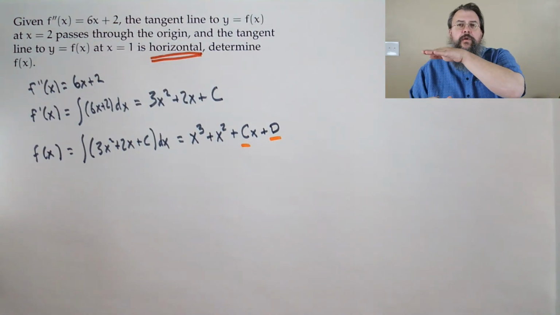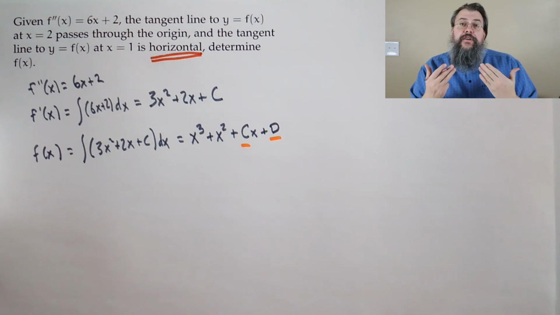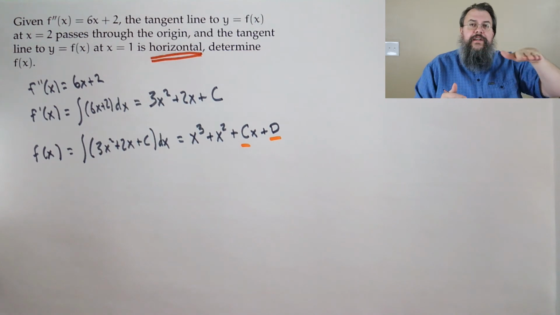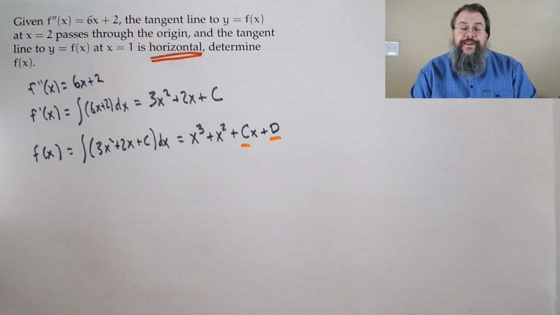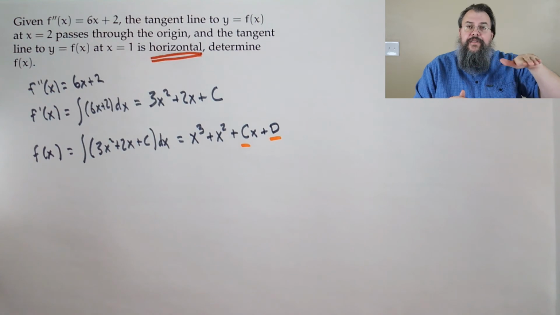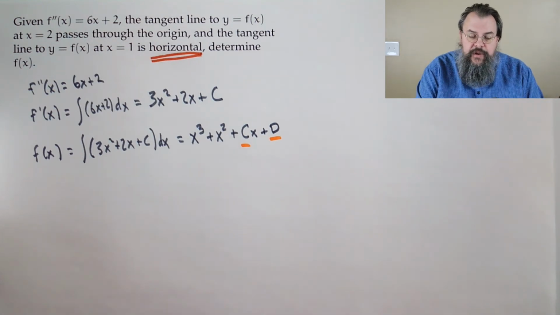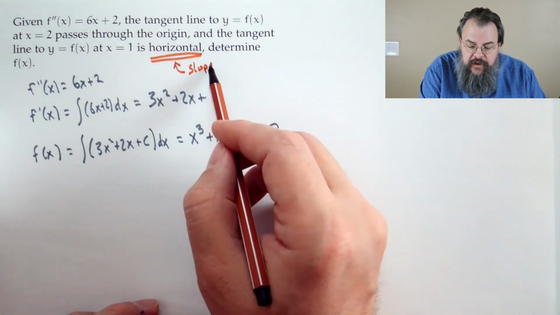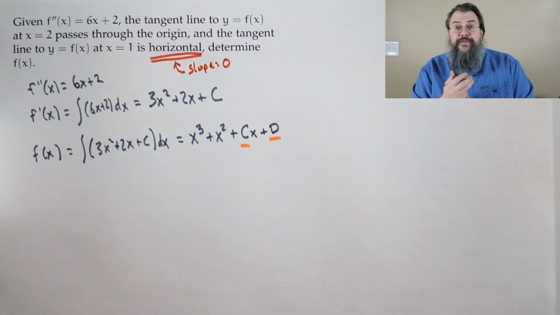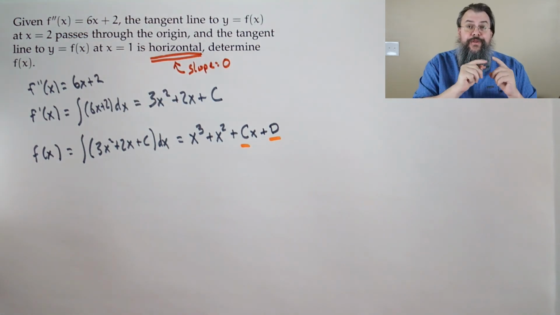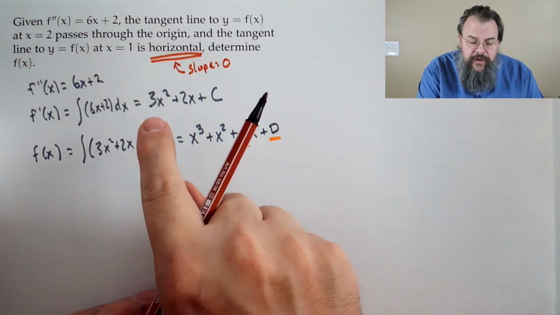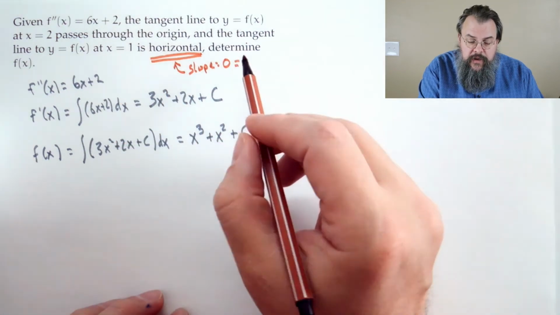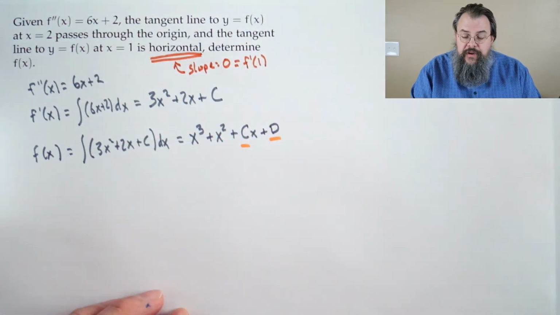What does it mean to have a horizontal tangent line? How do you know if your tangent line is horizontal? Well, a horizontal line has what property? A horizontal line has slope 0. So we say, ooh, so slope of that is 0. Now, how do you find slopes of tangent lines? You use derivatives. So this is another way of saying, hey, if we look at the derivative at time 1, that needs to equal 0.